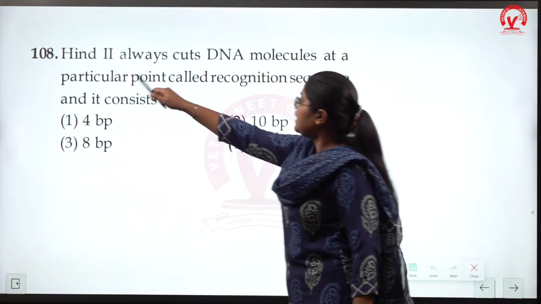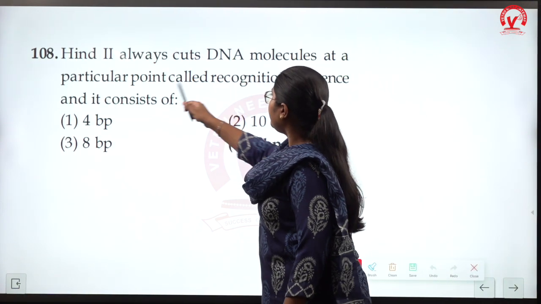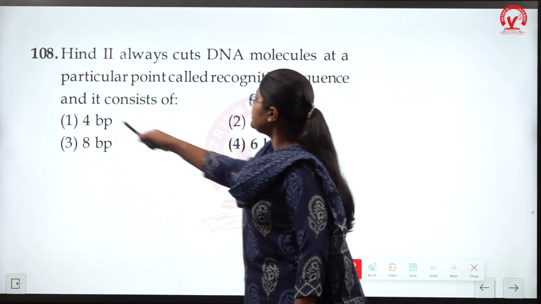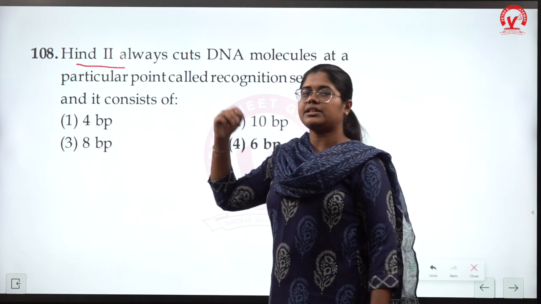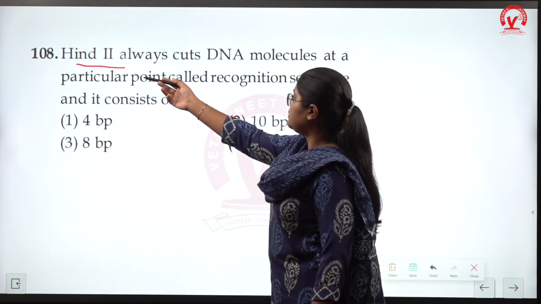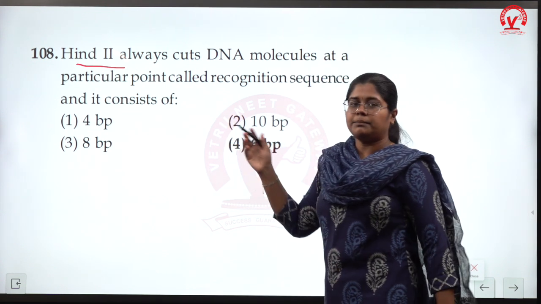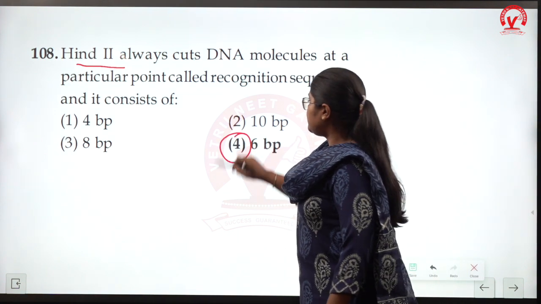So next question, hint 1 always cuts DNA molecule at a particular point called recognition sequence and it consists of. Hint 2 அப்படிங்கிறது it is a restriction endonuclease enzyme. So அந்த hint 2 ஓட site of restriction வந்து it is 6 base pairs.